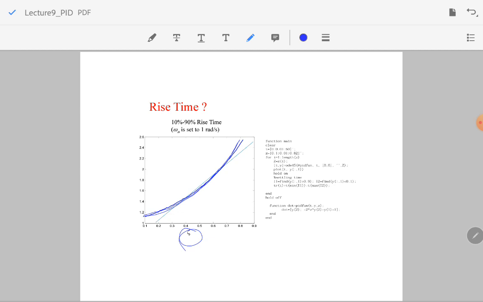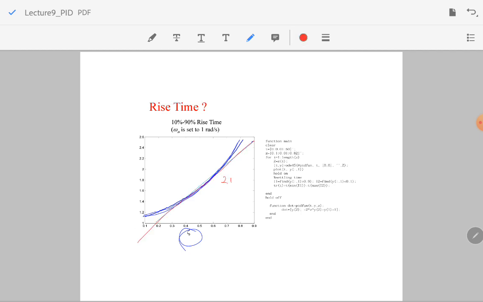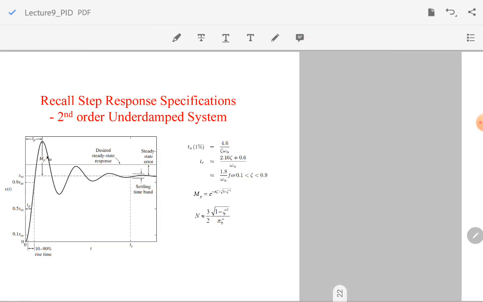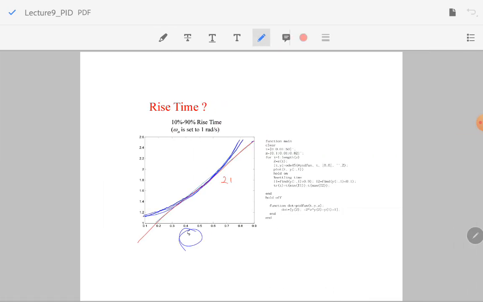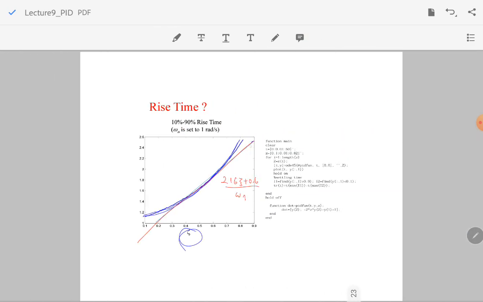This line right there, I'm going to make it red. This line is 2.16 times zeta plus 0.6 divided by omega n. Is that right? Yeah, that's that line right there. So using this expression is not so bad.